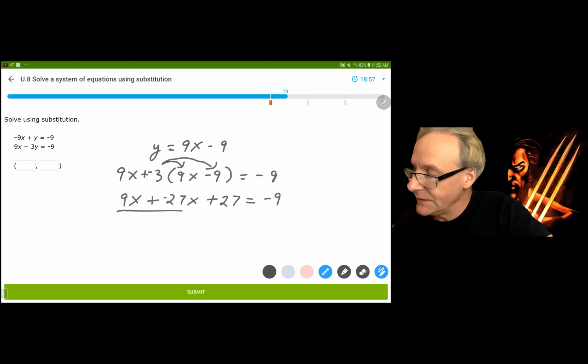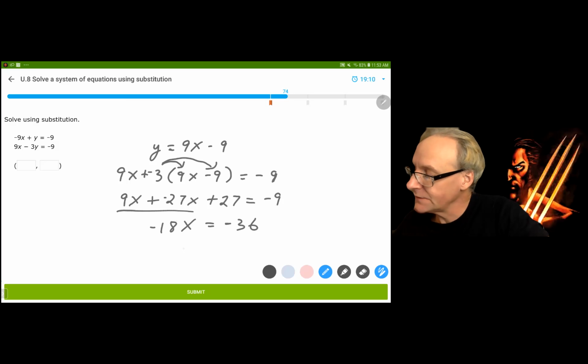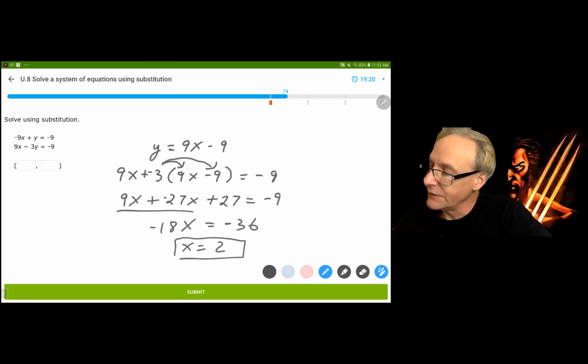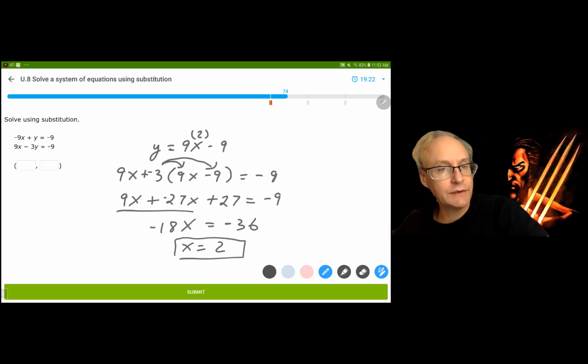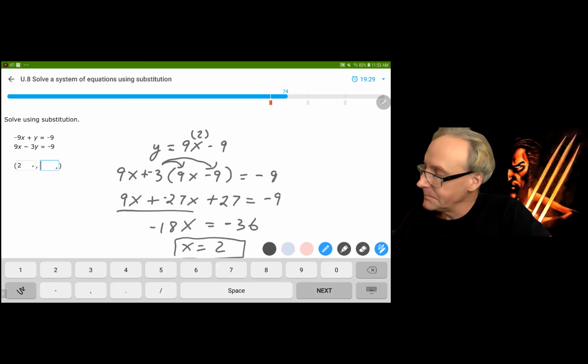Now I need to add these two together, which gives me negative 18x. I'm going to subtract the 27 from both sides. That's going to give me negative 36. And when I divide by negative 18, I'm going to get x equals positive 2. And I'm almost done. I know it seems long, but it really isn't that bad. I'm going to substitute my 2 in for this x, and I'll bet you can do it in your head. 18 minus 9 is 9. So I have 2 and 9.